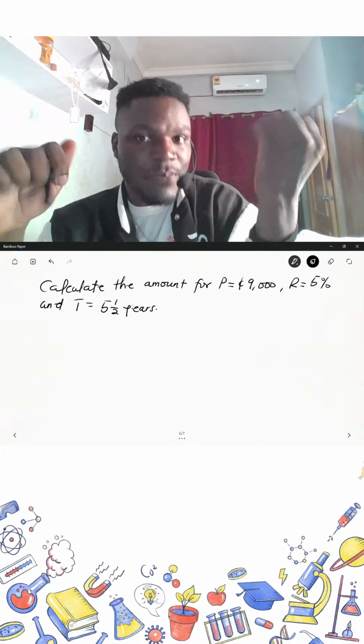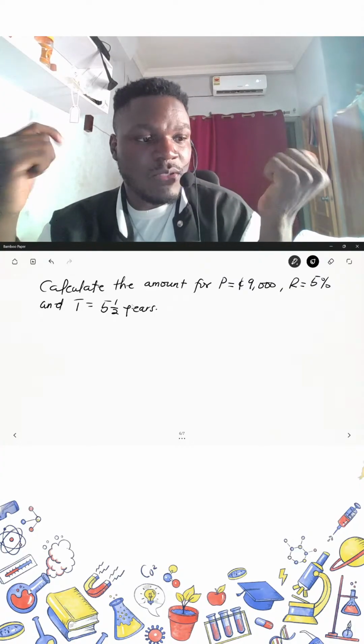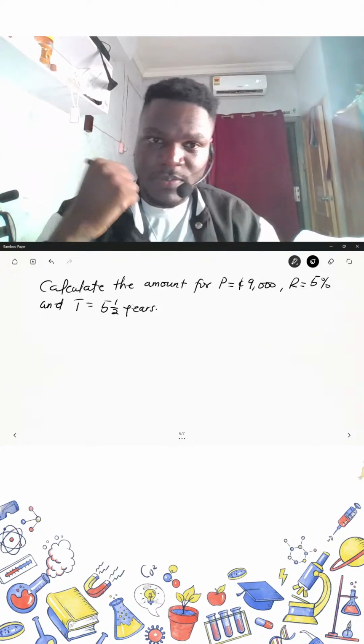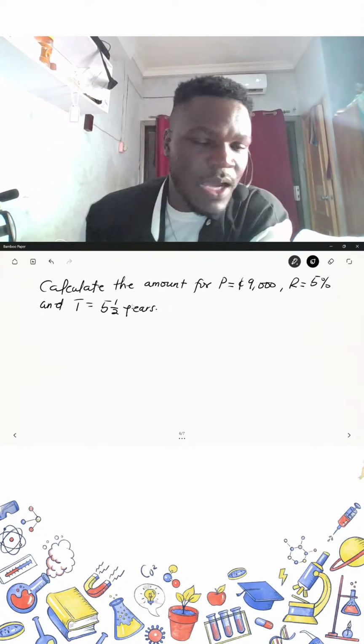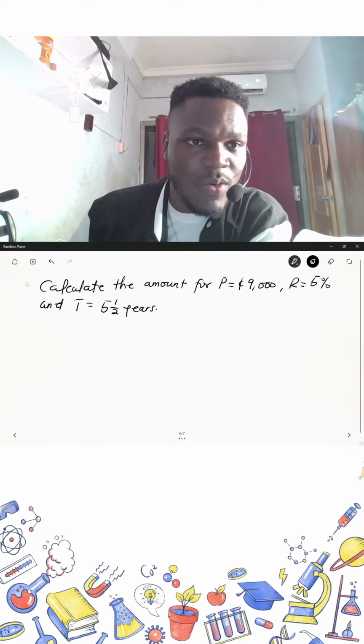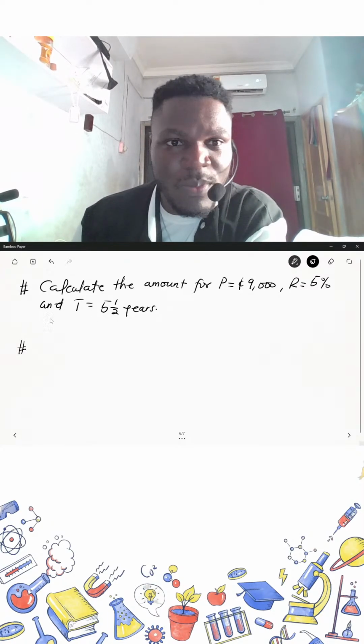So the total will be the principal plus the interest. The question is saying calculate the amount, not just the interest. So you calculate the amount. So Abdullah, please give a try to this question. If you want me to rewrite it, you can go ahead, but let me rephrase it in a nicer way. So let me use my name.